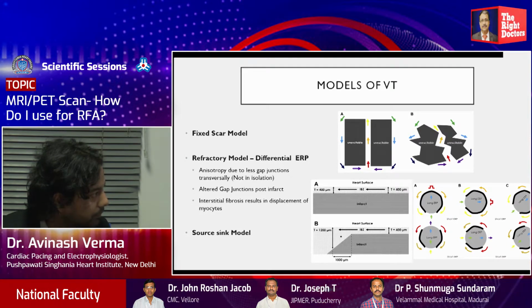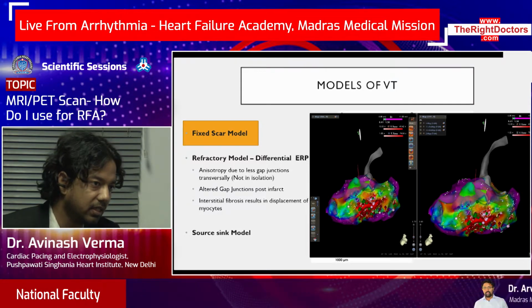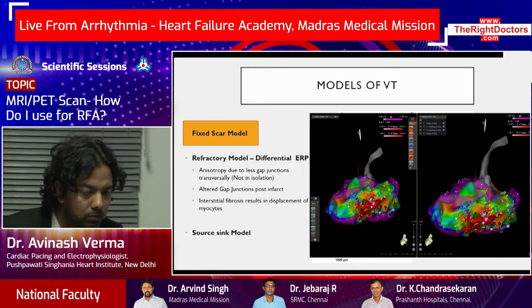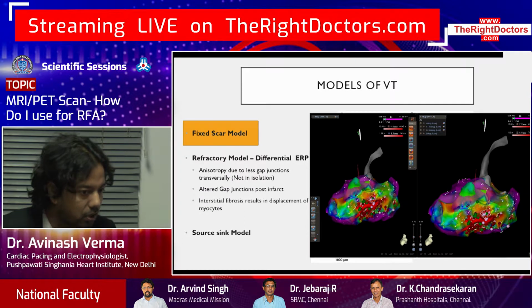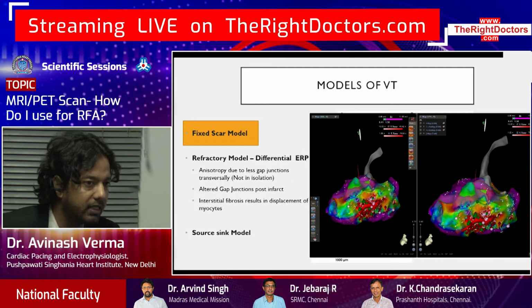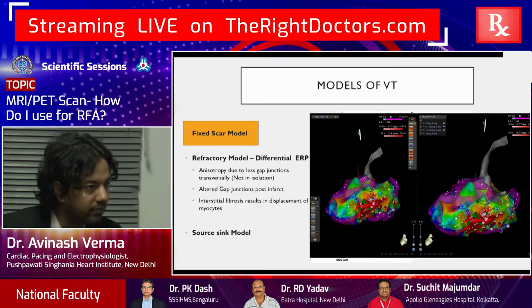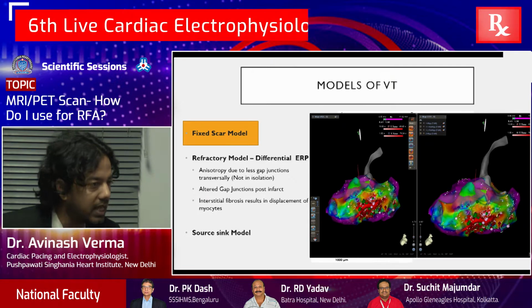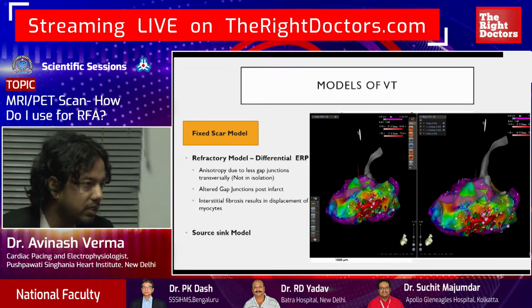So what we do in EP mapping right now, we are just doing voltage mapping. And what does voltage tell you? It tells you a few things. First of all, is there a scar or not? Though it is not very good, we need to validate it more. Secondly, it tells you how the conduction is, if it is slow, if it is fractionated, how the underlying tissue is. But it tells you very little about the refractory model and the source-sink model.